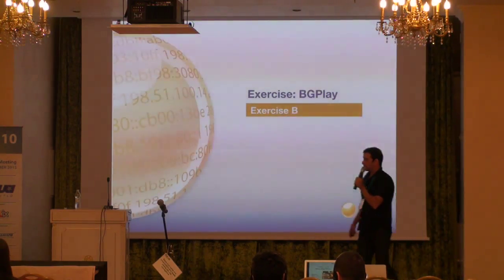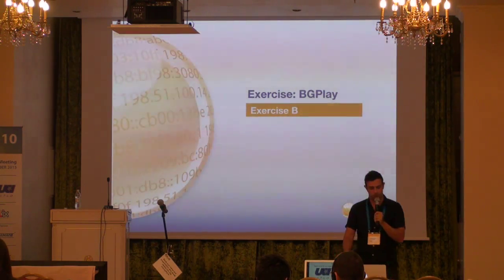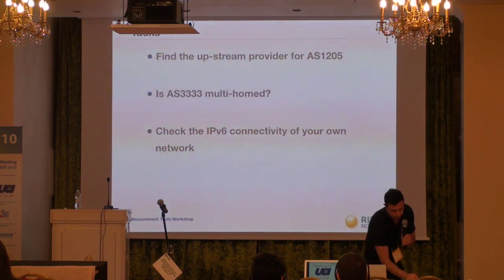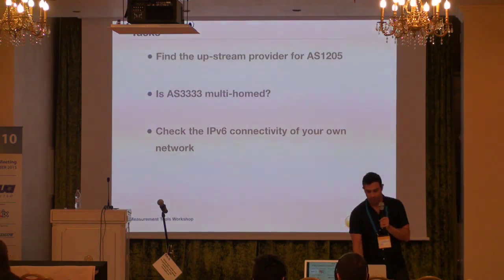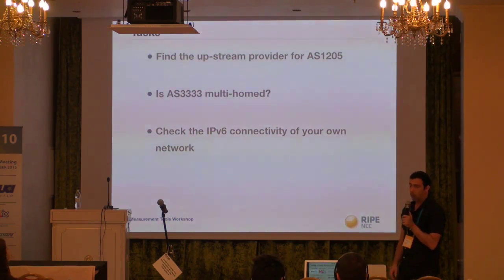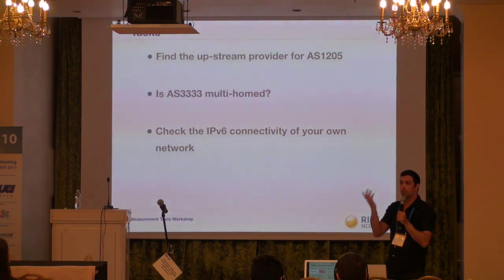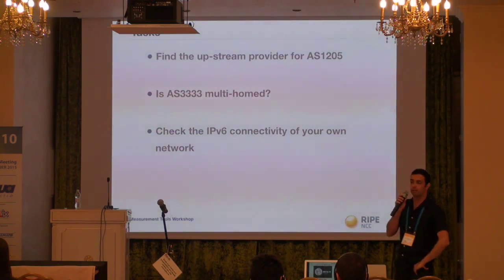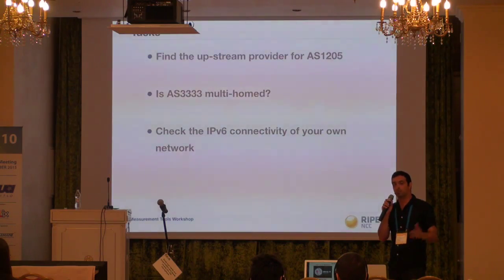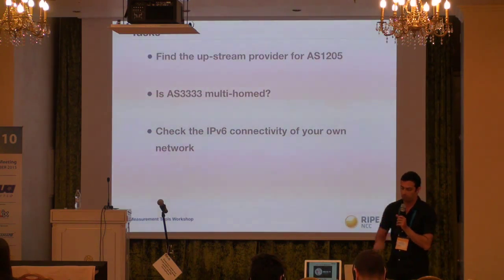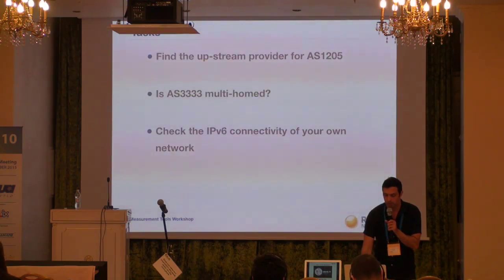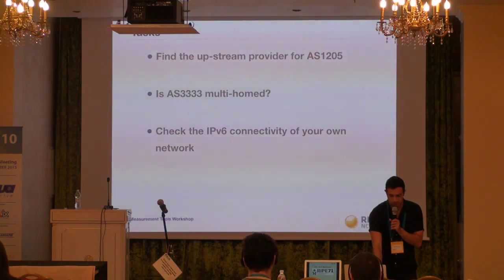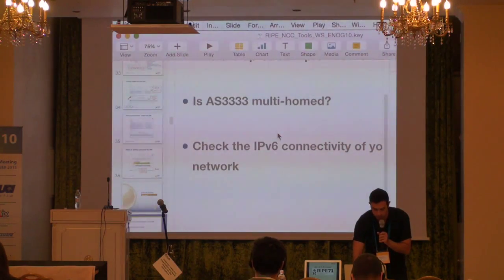Okay, so now I'm going to do a little demo on the BGPlay side of things. These are the questions I would like to answer. I have an AS number in mind, and I want to know a couple of things. Who is the upstream provider for this AS number, or is it multihomed? With BGPlay, you can immediately see that. Also, we can check whether it has IPv6 connectivity. So I'll go into the browser again.